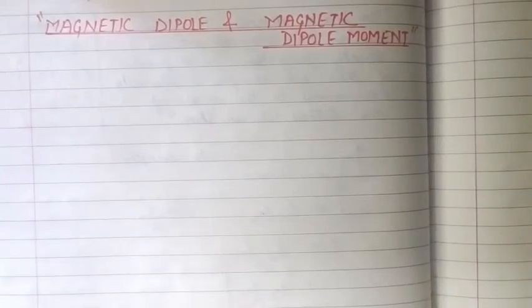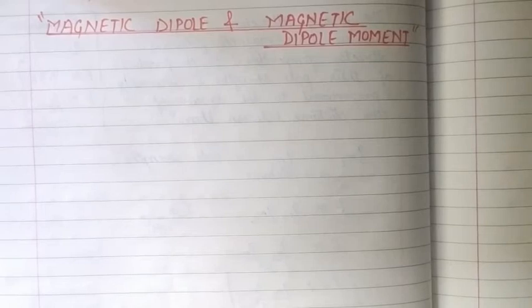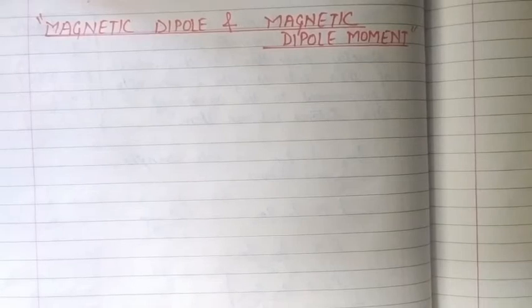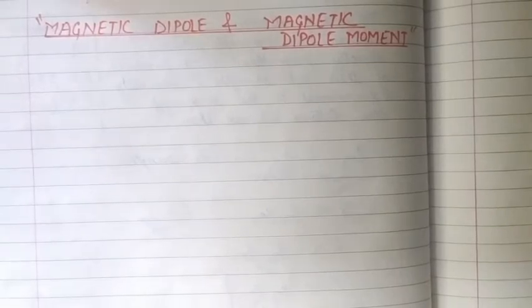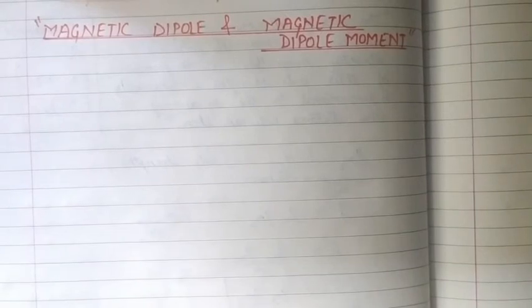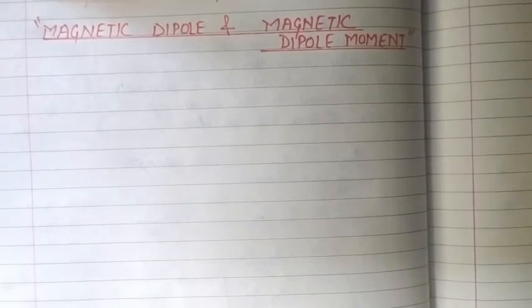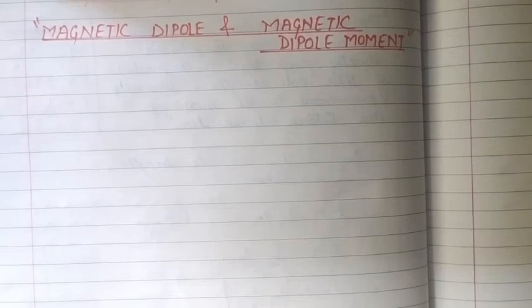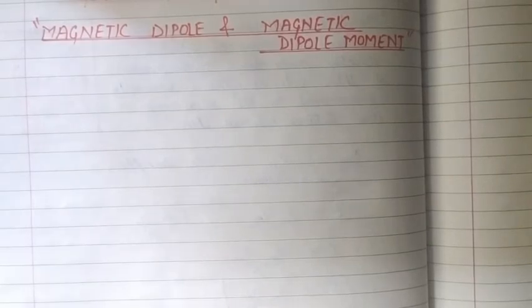Hello students, today in this video from the chapter magnetism, we are going to study the topic magnetic dipole and magnetic dipole moment. Previously, as we have studied in electrostatics, the fundamental or simplest structure that can exist is a point charge. When we have two equal and opposite charges separated by a small distance, they form an electric dipole, and to describe that dipole we use the electric dipole moment represented by p vector.